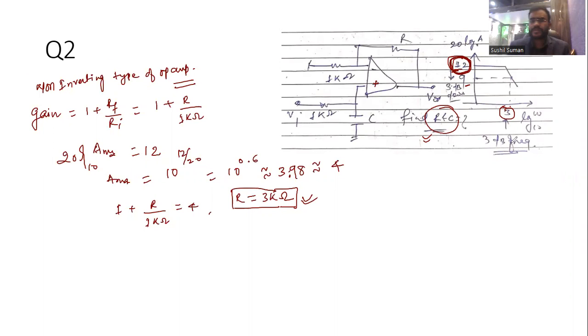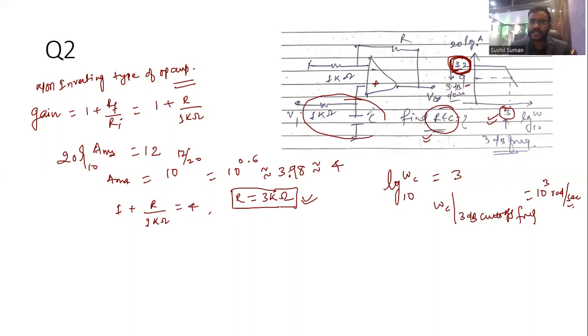Now my dear students, you have been given the 3 dB cutoff frequency. So log 10 omega C, the cutoff frequency, is equal to 3. So omega c, which is nothing but the 3 dB cutoff frequency, is equal to 10 raised to power 3 radian per second. Now, this makes the RC time constant circuit. So omega 3 dB is equal to 1 upon RC.